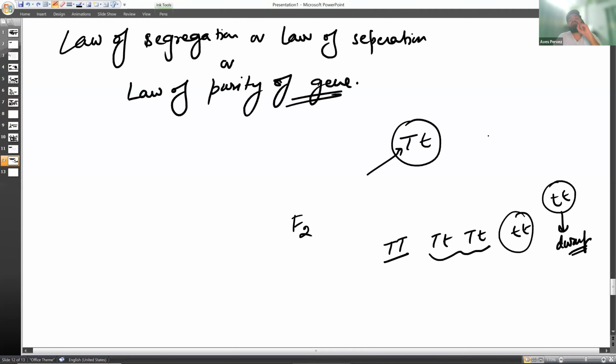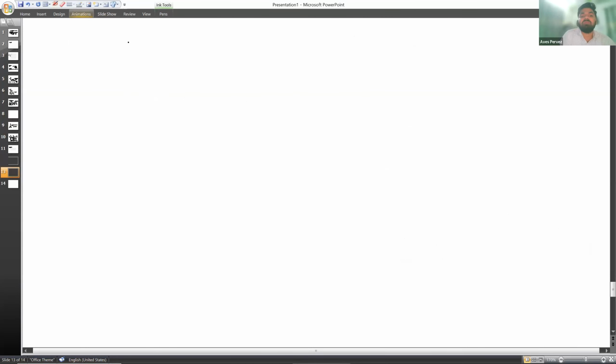And during the time of gamete formation, one gamete receives only a particular type of gene. For example, in human beings also, we have 46 chromosomes. Out of these 46 chromosomes, we have 44 autosomes, and one X and one Y. These are called the sex chromosomes.